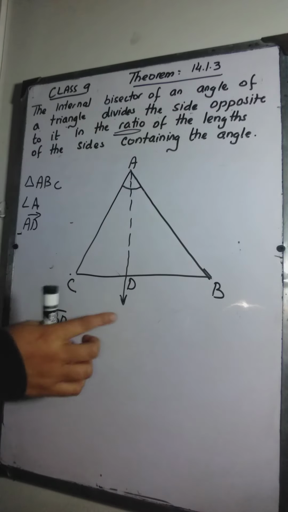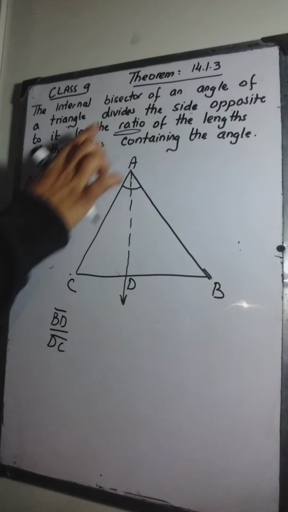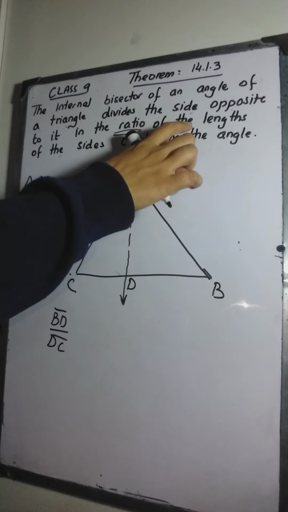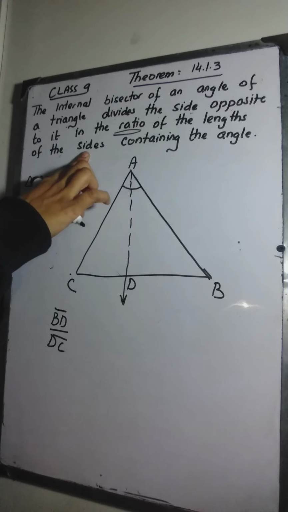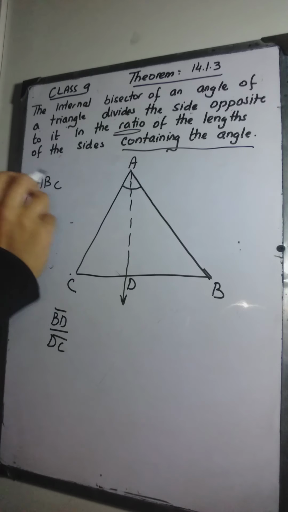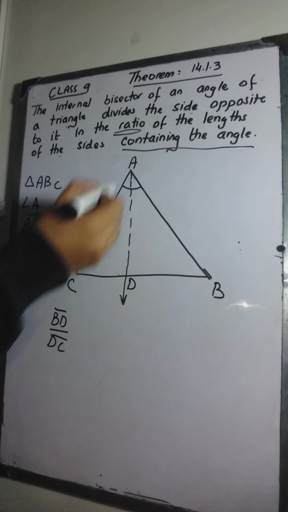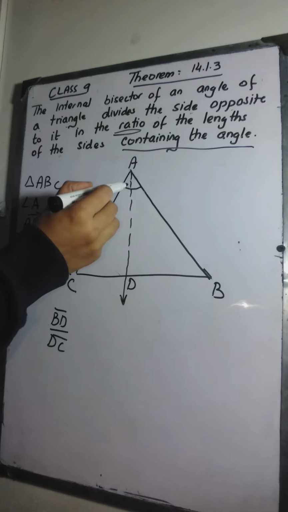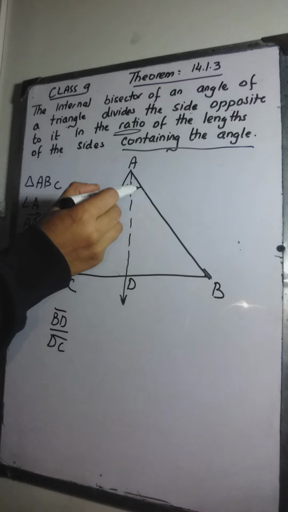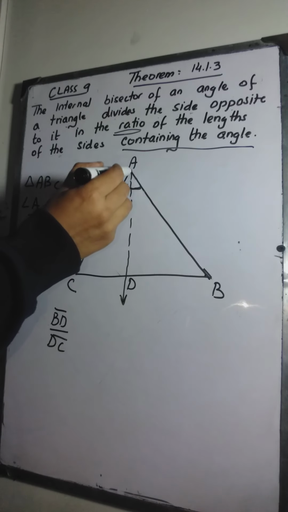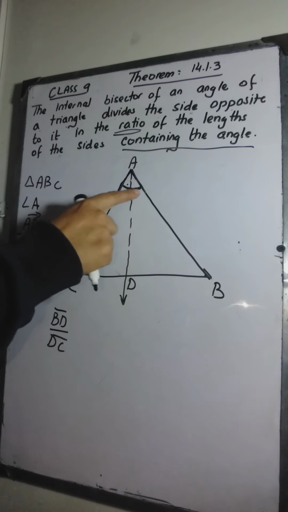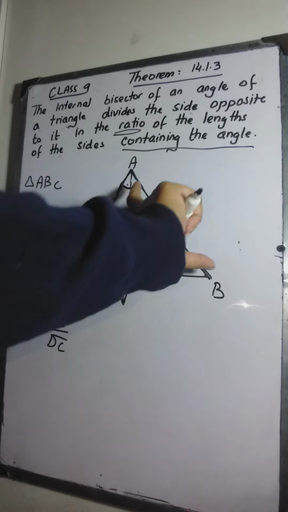We are talking about the ratio of these two segments. It divides the side opposite to it in the ratio of the lengths of the sides containing the angle. Containing the angle means the sides between which this angle is made. AC and AB are the sides containing the angle A, because these are the two sides with the help of which angle A is made. So we say that angle A is contained between these two sides.